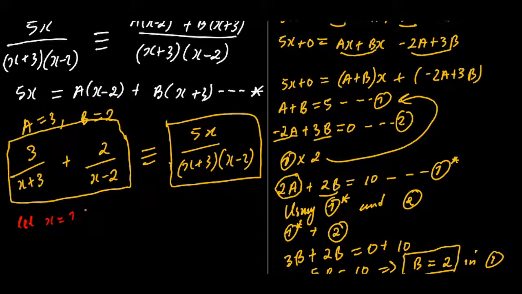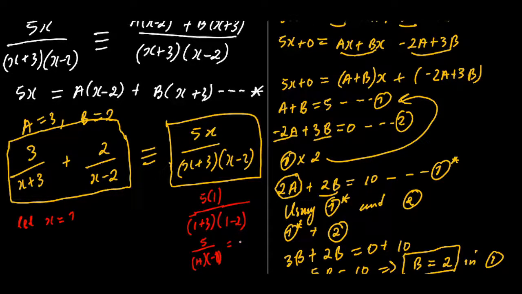Now, substituting x equal to 1 in our original fraction, let's start here. We're going to have 5 times 1 divided by 1 plus 3 into 1 minus 2. So here we're going to have 5 divided by 4 times minus 1, because 1 minus 2 is minus 1. So this is going to give us minus 5 on 4.